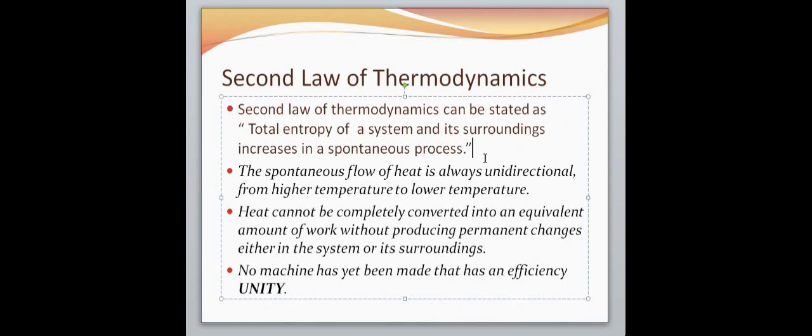So basically, entropy is a thermodynamic function and it is denoted by the letter S. S is the symbol of entropy. It is nothing but a measure of the degree of randomness of a system. The greater the randomness of a system, the larger the entropy. Now, why did I speak about entropy in detail? Because in the statement of the second law of thermodynamics, you'll find total entropy.